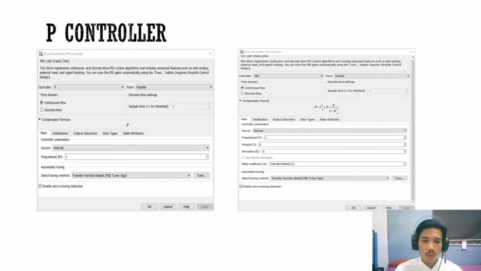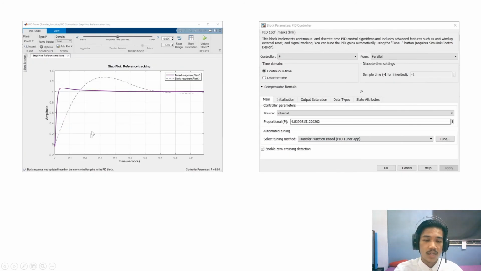As you can see from the figure below, that is how we find the P controller. The first step is we put 1 on the proportional, which is P, and then we compare it with PID, where we insert 1 for proportional, 0 for integral, and 0 for derivative. This is the graph after we put 1 on the proportional. As you can see, this is the initial graph that we obtained from Simulink before. After we put 1 on the proportional, we get this graph.